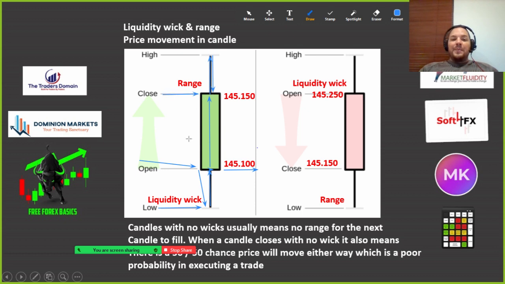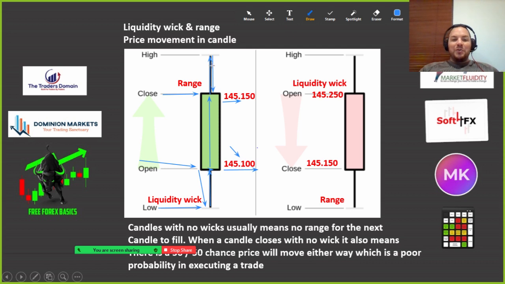Now this candle represents a bullish candle. The open of this candle, let's call it the price of 145.100, and the close of this candle we call this price being 145.150. The reason you would call this a bullish candle is, as you can see, price closing higher over here than what it opened at over here. So we opened at 145.100 and we closed at 145.150. You see how easy it is, guys? A bullish candle and price movement.